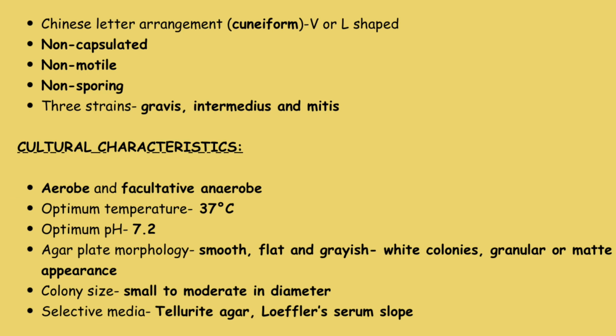To enhance the isolation of Corynebacterium diphtheriae from clinical specimens, selective media like tellurite agar or Loeffler's serum slope can be used. These media contain inhibitors that suppress the growth of other bacteria, allowing for the selective growth of Corynebacterium diphtheriae. A unique feature of this bacterium is its ability to reduce tellurite, a compound present in tellurite agar. This results in the formation of grey or black colonies due to the precipitation of tellurium.